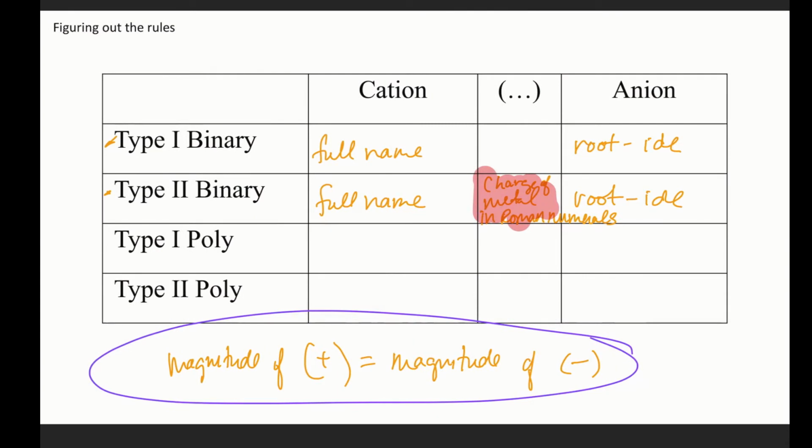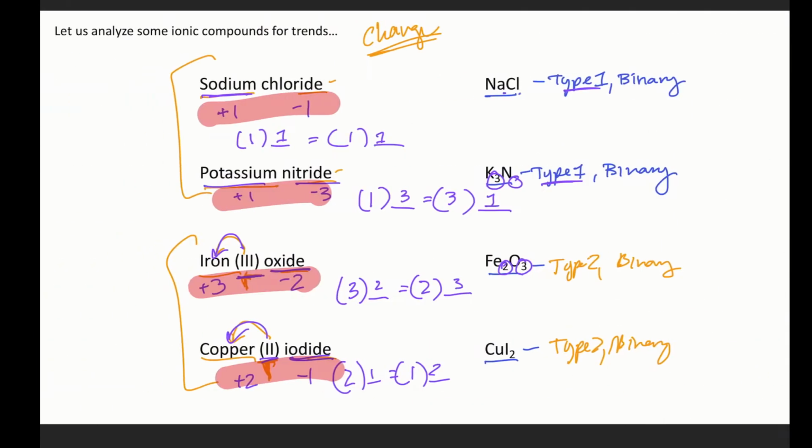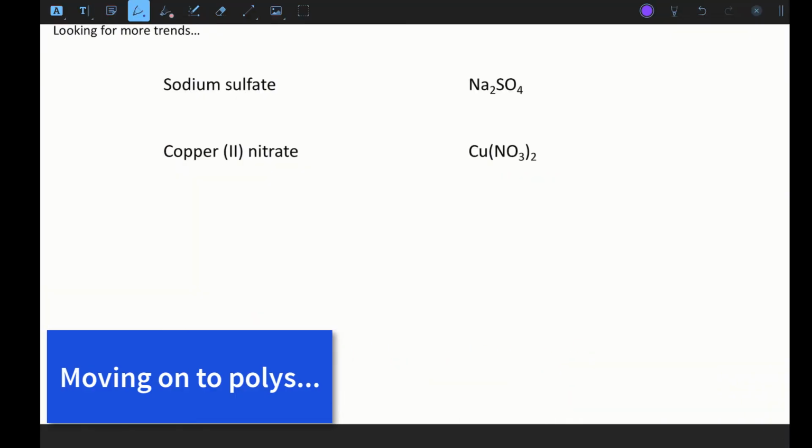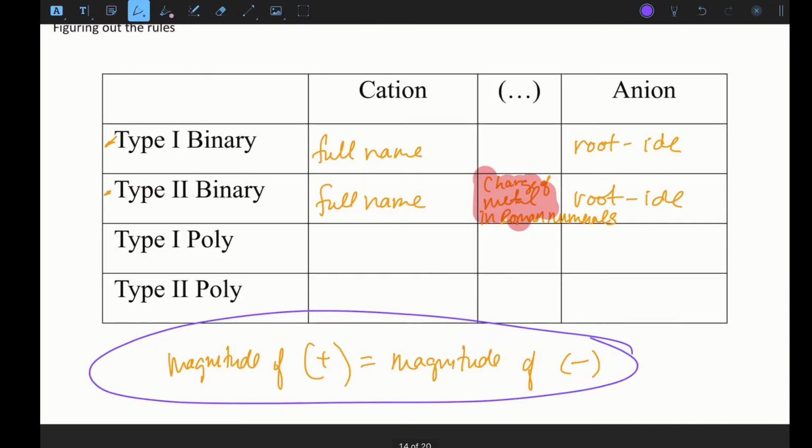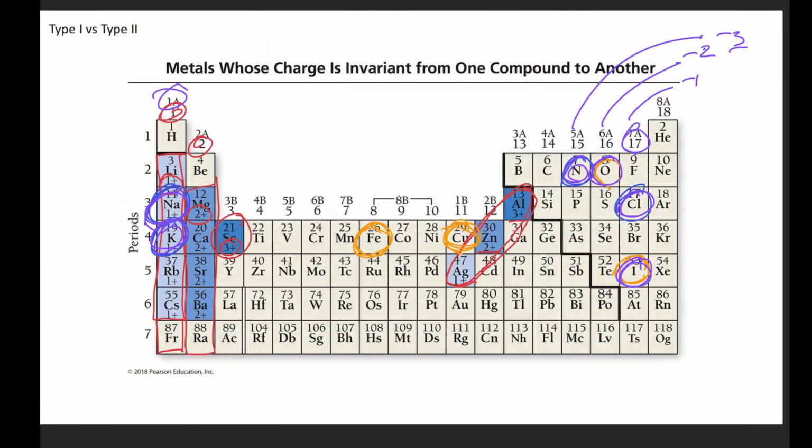Now let's talk about, in the previous one, we talked about type 1 binaries and type 2 binaries, where we use the full name and then root and ide, right? So we did sodium chloride versus iron 3 oxide, right? So here, again, we have a metal. We would look at our periodic table if we weren't sure.